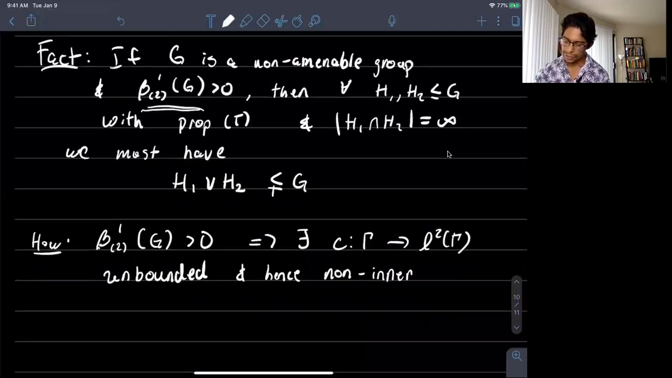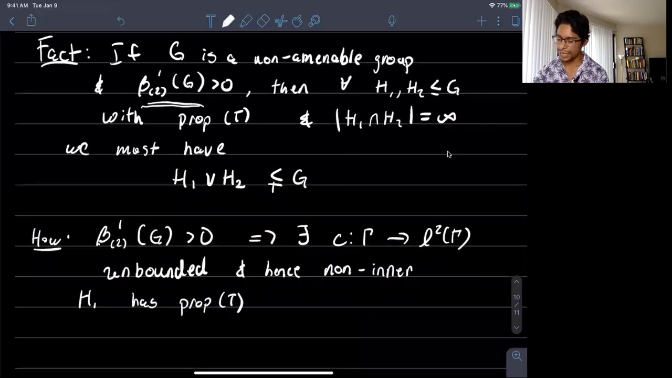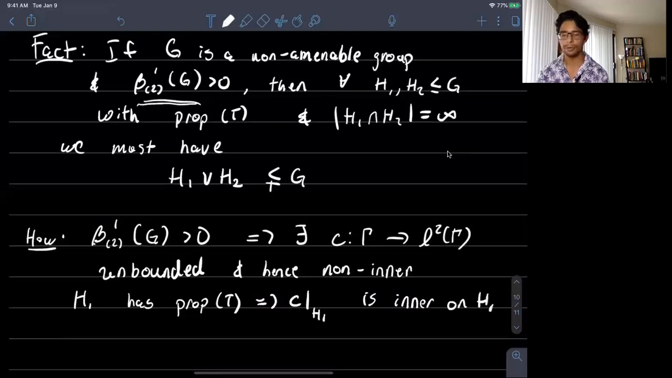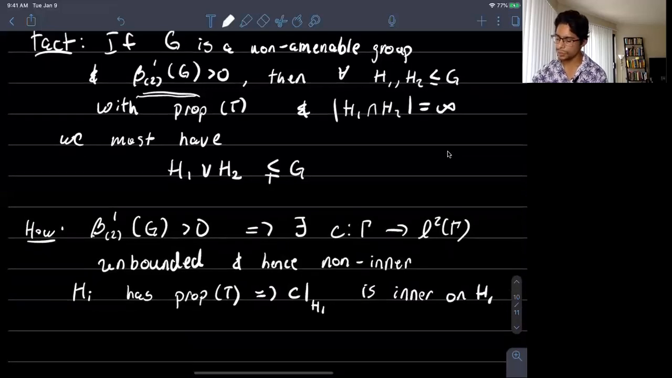But since H1 has property T, we have a trivialization going on. So if you take this same function, but you restrict to H1, this is inner on just this subgroup. And I can do this for H1 and H2, so I'm just going to write H_i here.